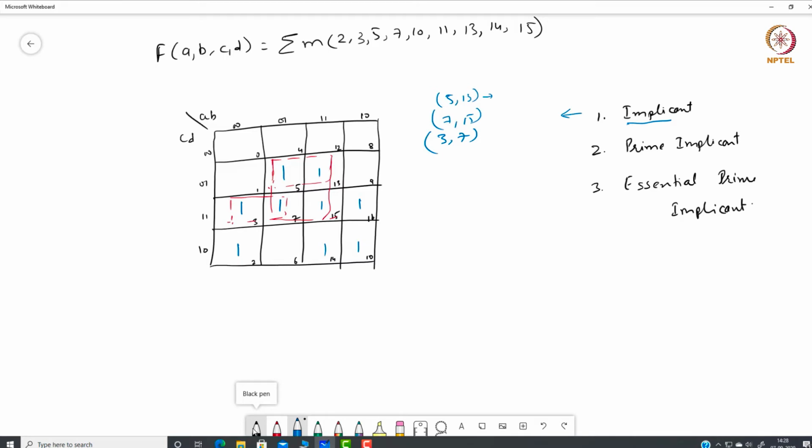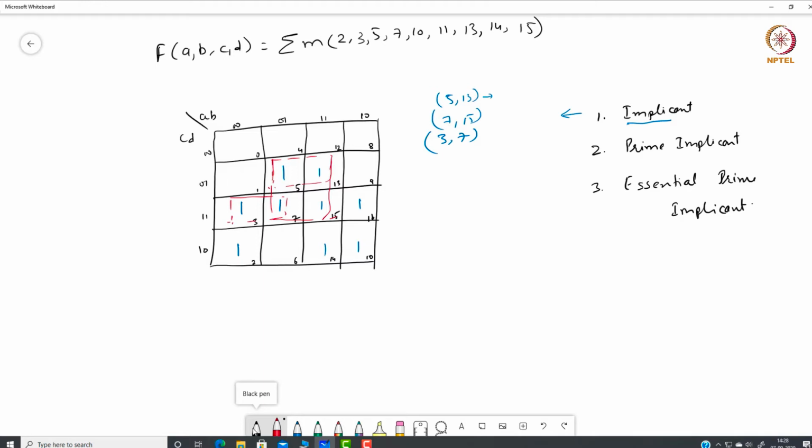Now to make our minimization systematic, on top of implicant we also define a term which is called prime implicant. The difference between implicant and a prime implicant is that a prime implicant is one implicant that cannot be further optimized, or basically you cannot create a larger cube out of that particular implicant. So let's take an example. Let's take 5 and 13 as an implicant. So is it a prime implicant?